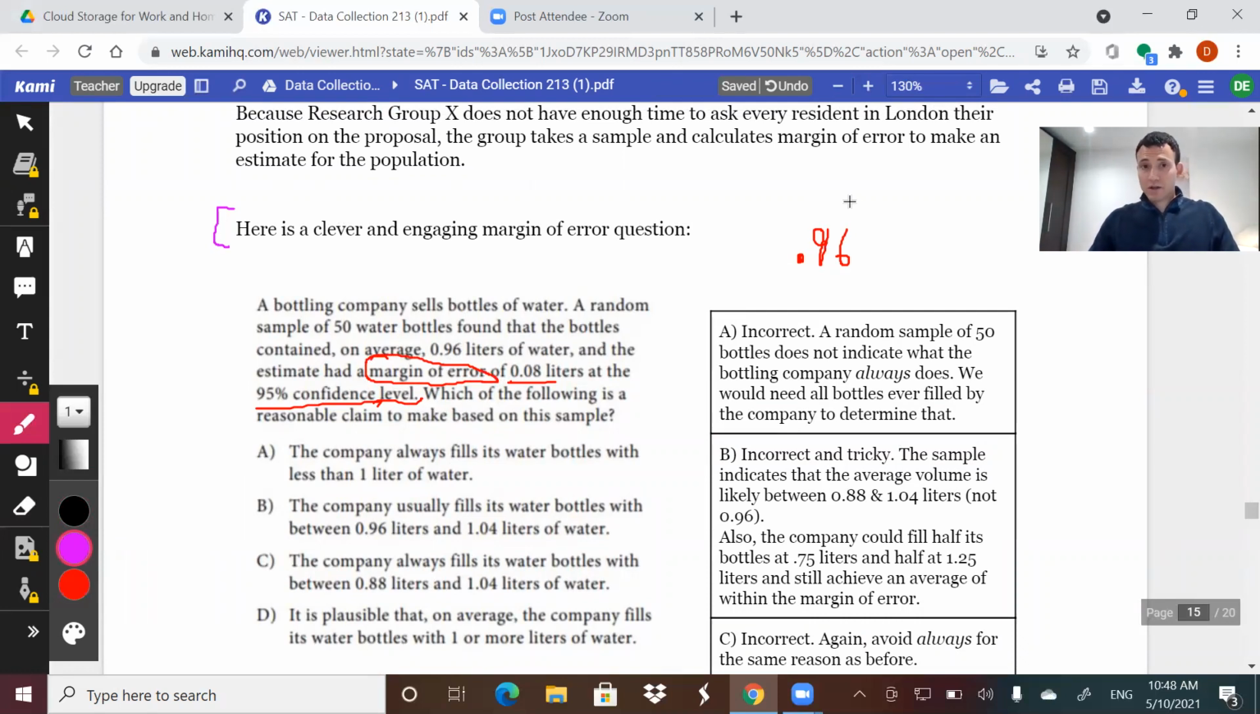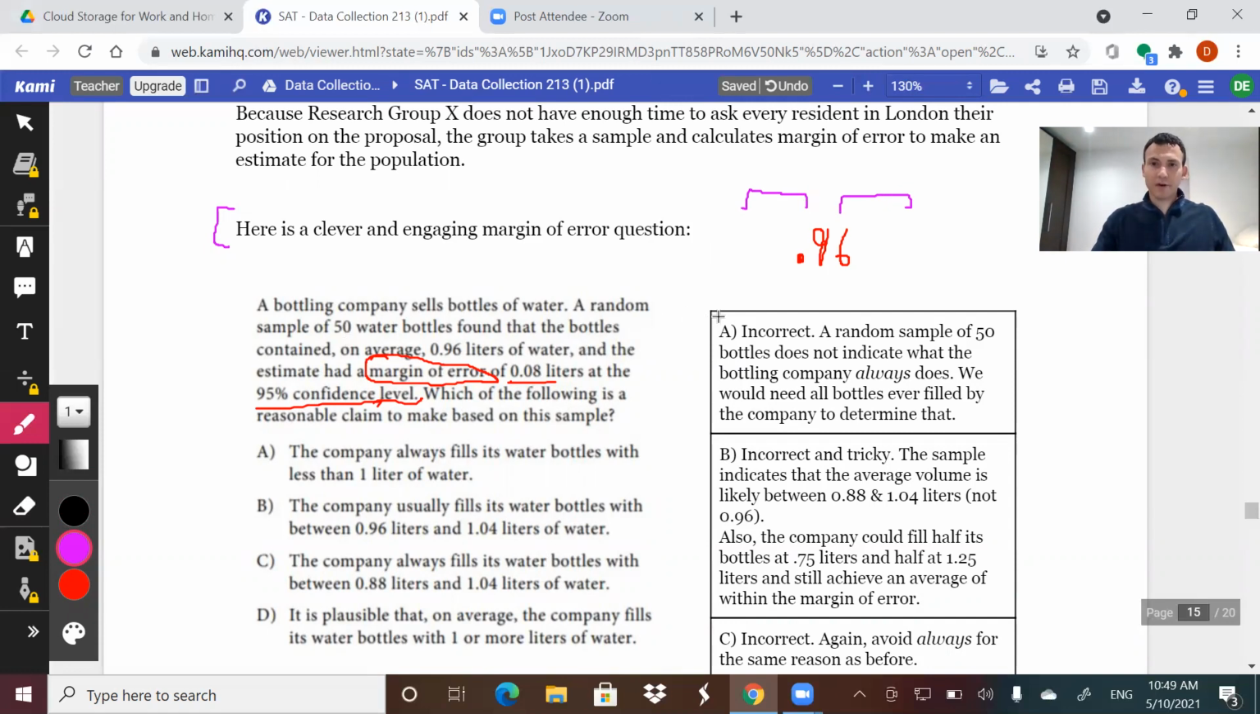Margin of error is this. We only took 50 bottles off the line. They could do over 1,000 bottles a day. So whenever you have a sample, whatever you get to be the average in the sample isn't necessarily the average for all the bottles in that day, for the population at large. So what you do is you calculate something called a margin of error. You will not need to know how to calculate it, you just need to know the concept.